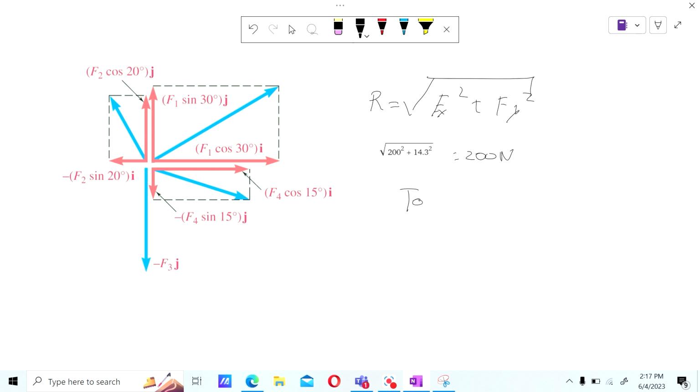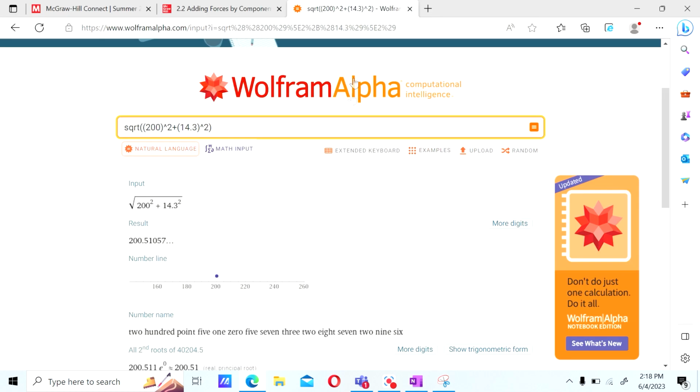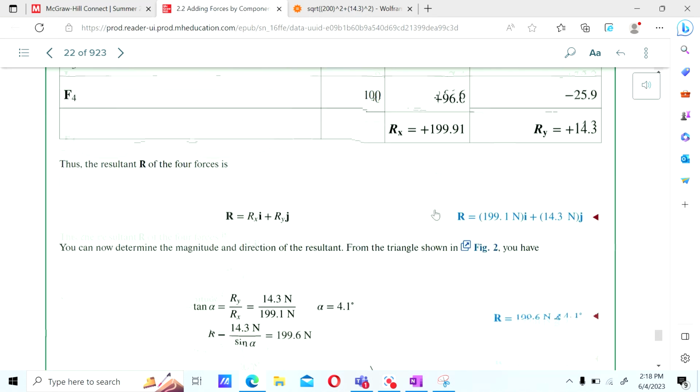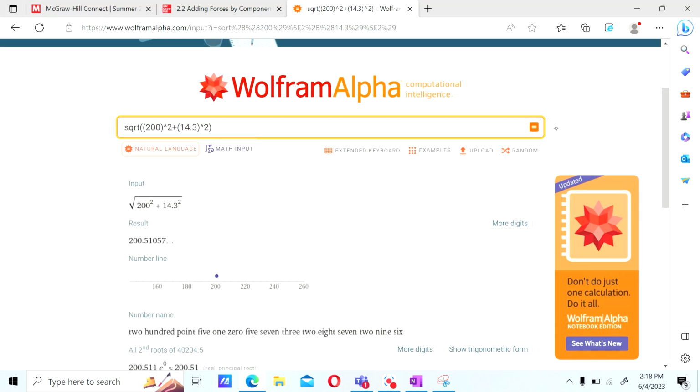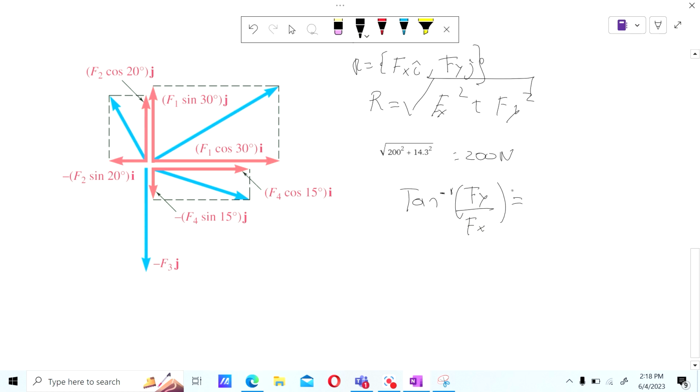And then we said the tangent inverse of Fy divided by Fx, because remember R is equal to Fx i, Fy j. So the tangent inverse of Fy divided by Fx tells us, I didn't compute it, but we can go to the book and see that they did, and they got 4.1 degrees. Okay, so what does this mean?